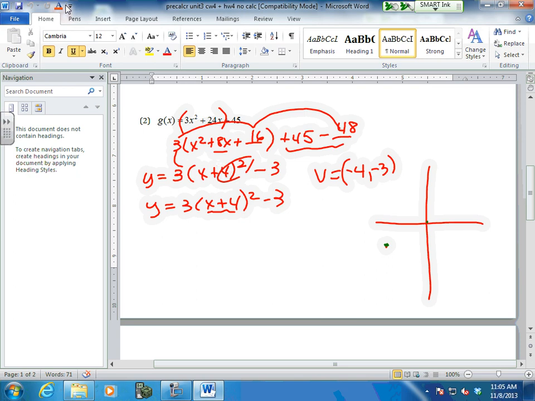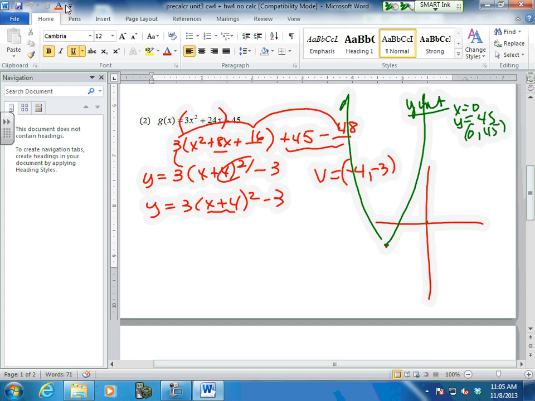So now, let's do our intercepts. Let's go for our y-intercept. Remember how to do that one? So where's your y-intercept at? When x is 0, what is y? 45, somewhere way up here, right? Because we said this thing is going to be very, very narrow. So 0, 45 is your y-intercept.